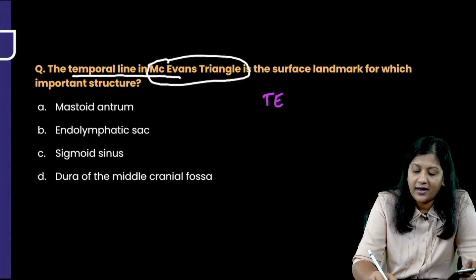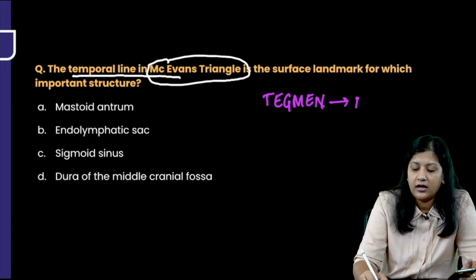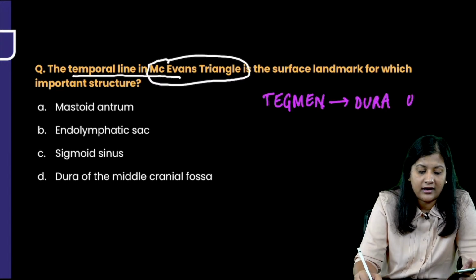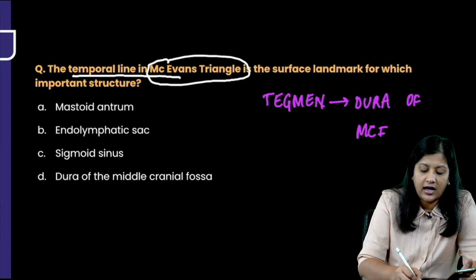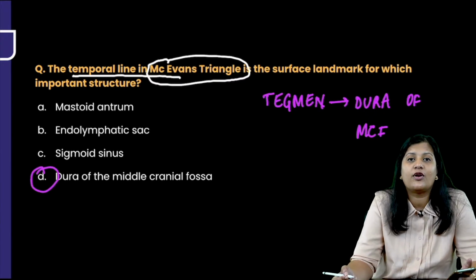Okay, so tegmen is nothing but what? Above the tegmen you have what? The dura of middle cranial fossa. So you have the dura of middle cranial fossa. So the answer is D, dura of middle cranial fossa.